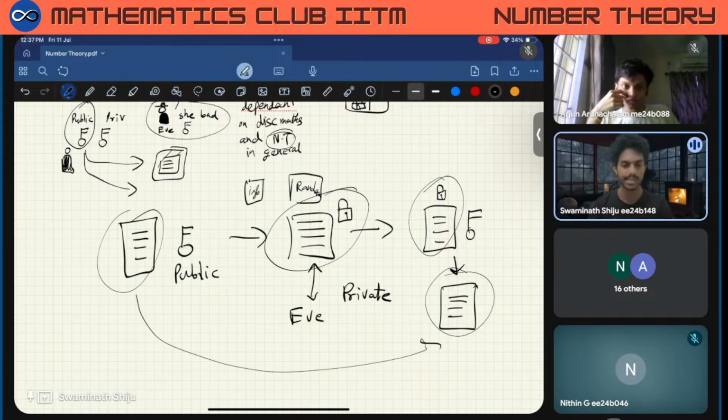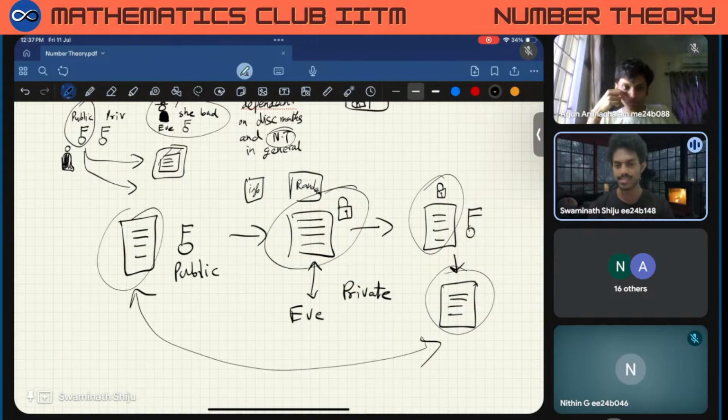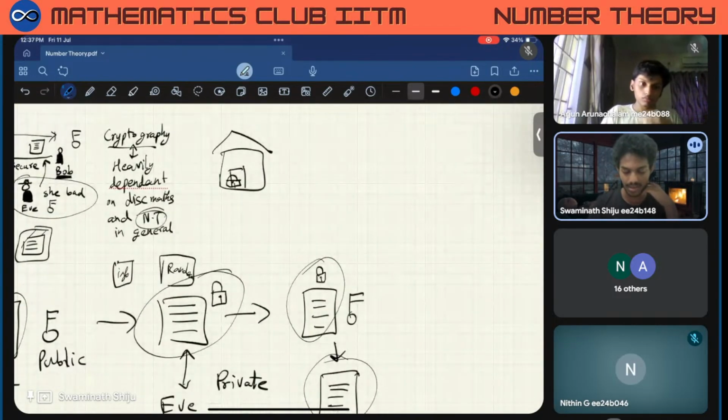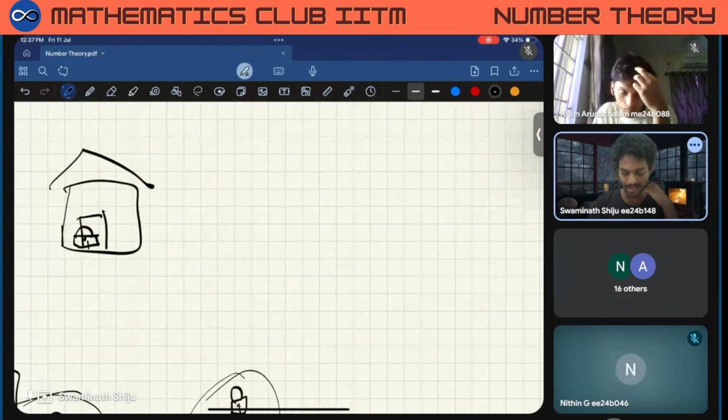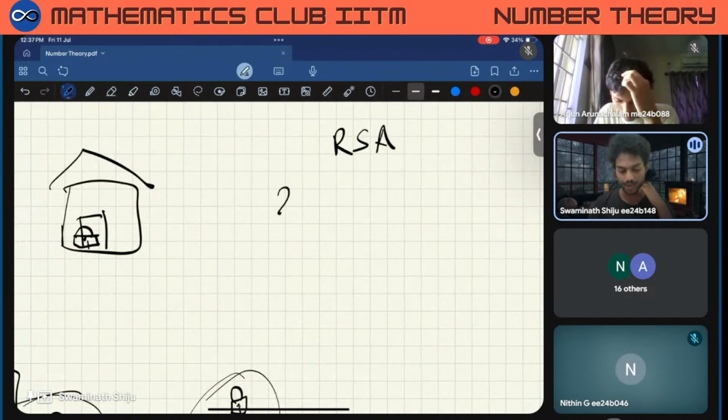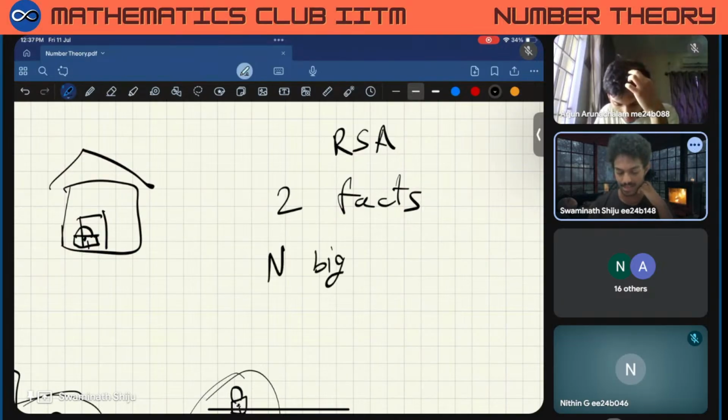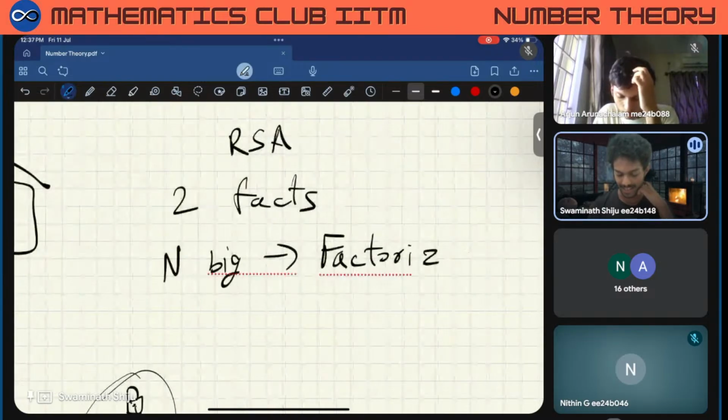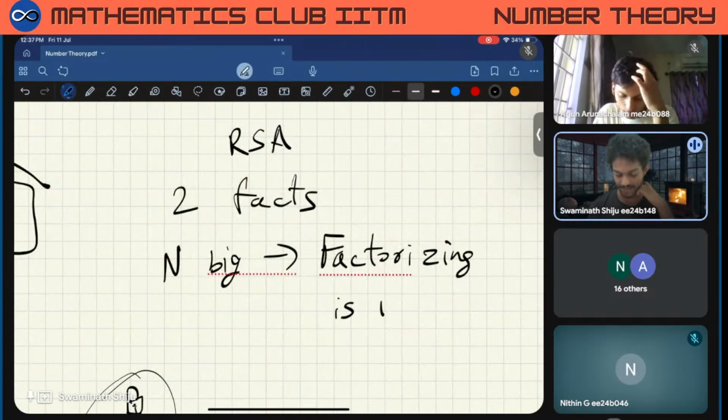Now, how would you devise something like this? This is where RSA comes in. RSA is based on two facts. If you have a big number n, factorizing it is very, very, I cannot put emphasis on it, very hard.